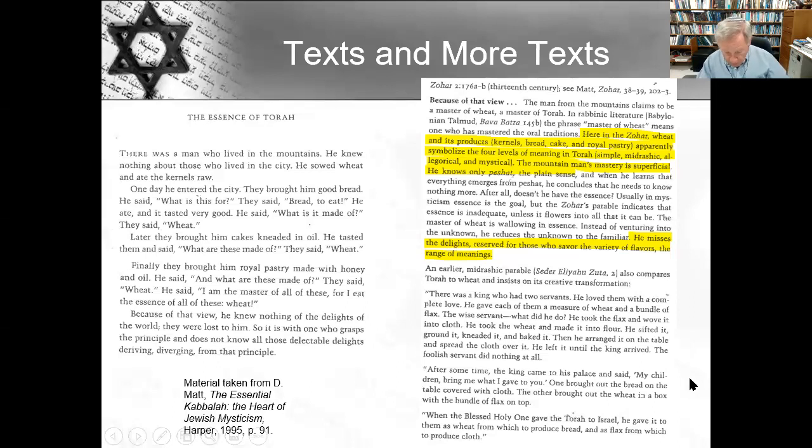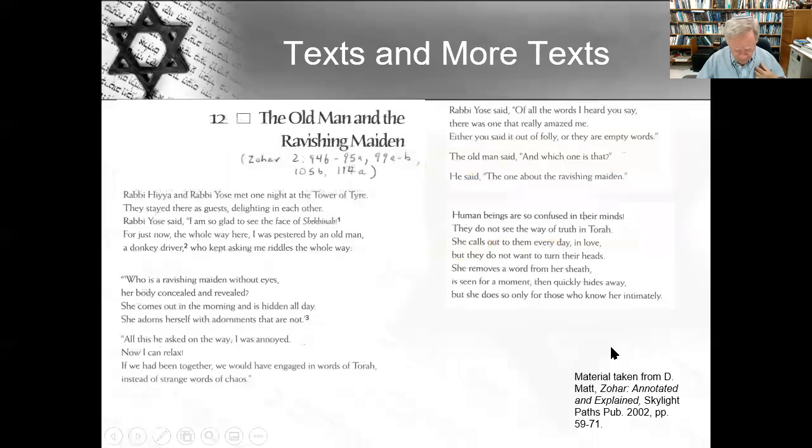After some time, the king came into his palace and said, my children, bring me what I gave you. One brought out the bread on the table covered with cloth. The other brought out the wheat in a box with a bundle of flax on the top. When the blessed Holy One gave the Torah to Israel, he gave it to them as wheat from which to produce bread and flax from which to produce cloth. Namely, the understanding here is God has given us a Torah, and we are supposed to work it and derive meanings and teachings and laws and traditions from it, not simply read the words.